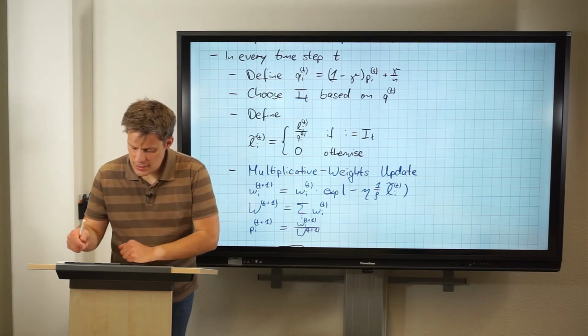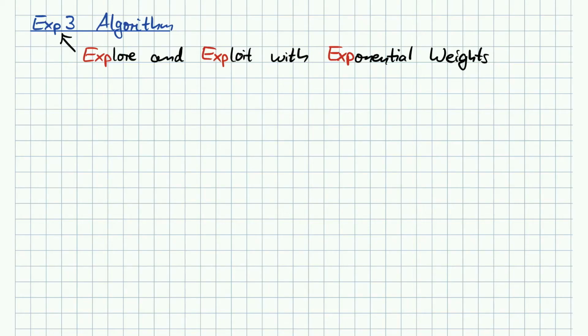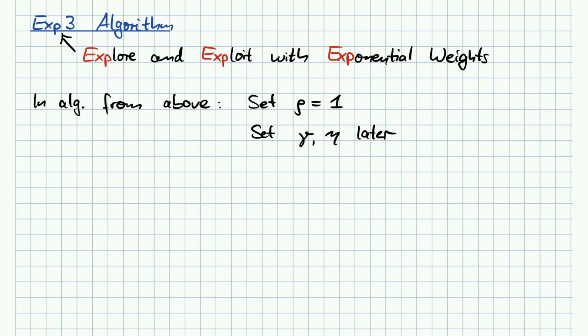But before we get there, let's once again try to write down what we're now doing. In the algorithm from above, we just set rho equal to 1, and we will set this gamma and this eta later. And why might this turn out to be a good idea? Well, so far we only used that l_it tilde is at most n over gamma. And what will we use now?